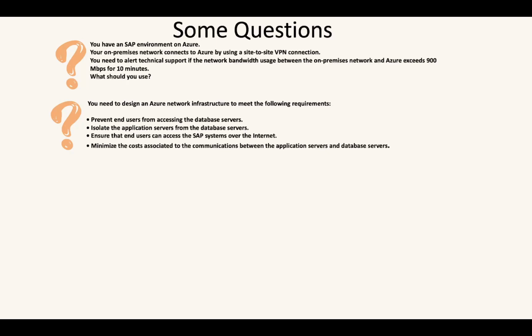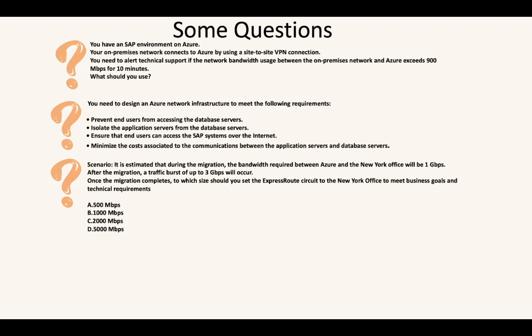What should you use? So the answer to this is create a site-to-site VPN between the on-premises networks and Azure, and in the same Azure virtual network, segregate SAP application servers and database servers by using different subnets and network security groups.